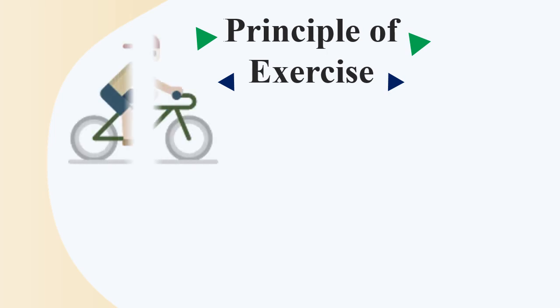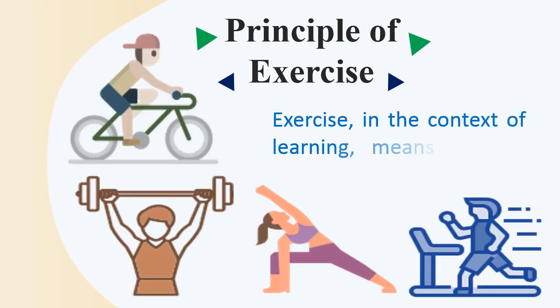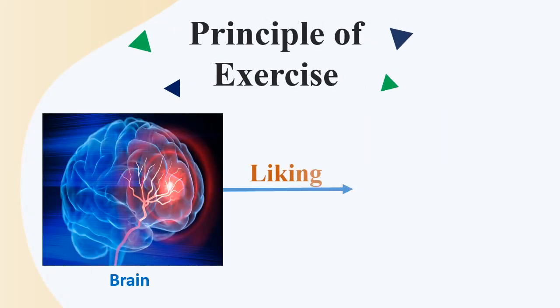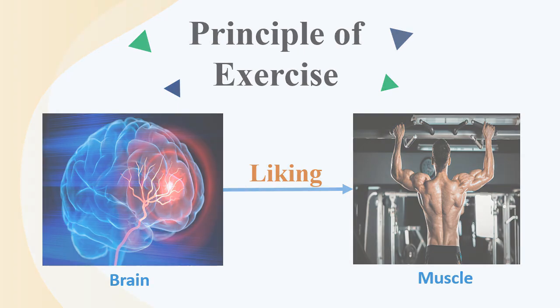Now, let's consider the principle of exercise. Exercise, in the context of learning, means practice and repetition. Your brain is like a muscle. Just as you need to exercise your muscles to make them stronger, you need to exercise your brain to make it smarter. Learning doesn't happen in a vacuum. It requires repeated effort.